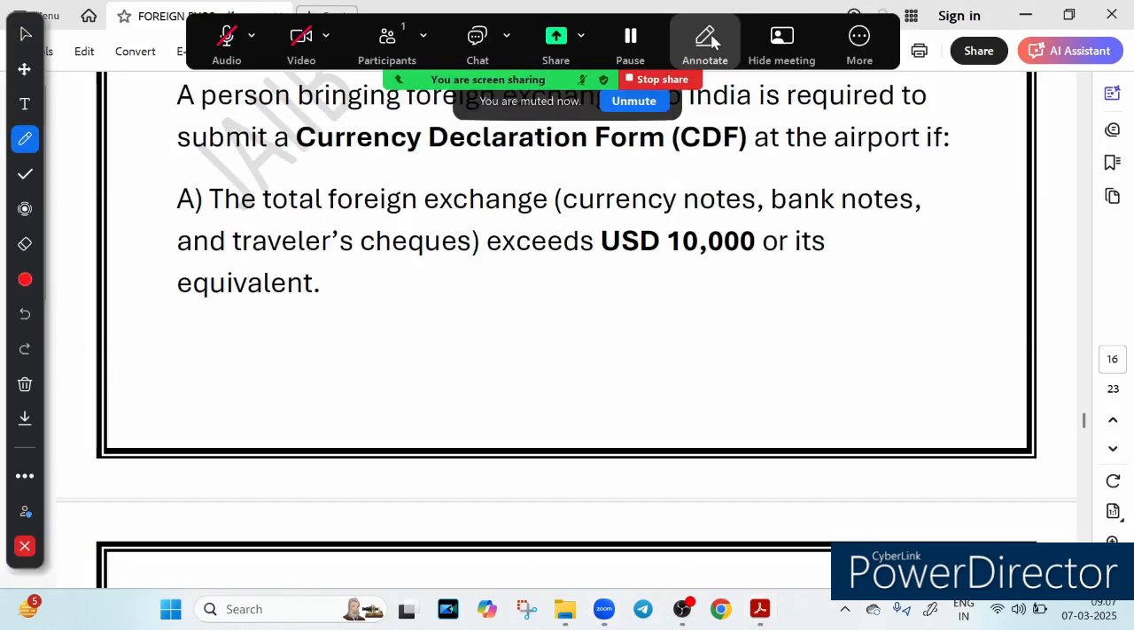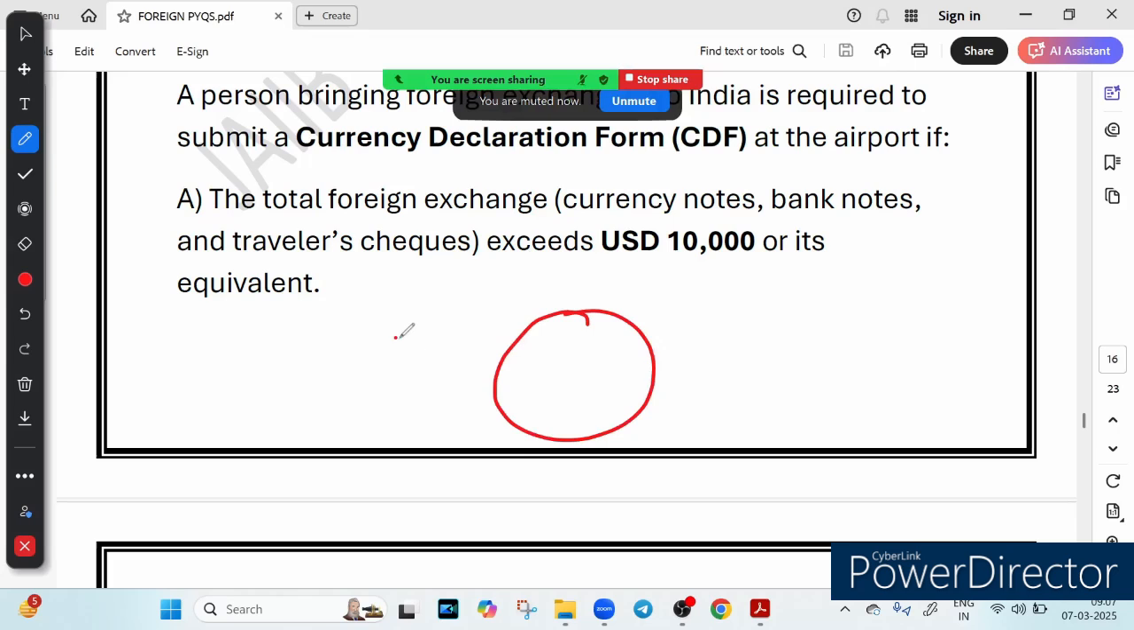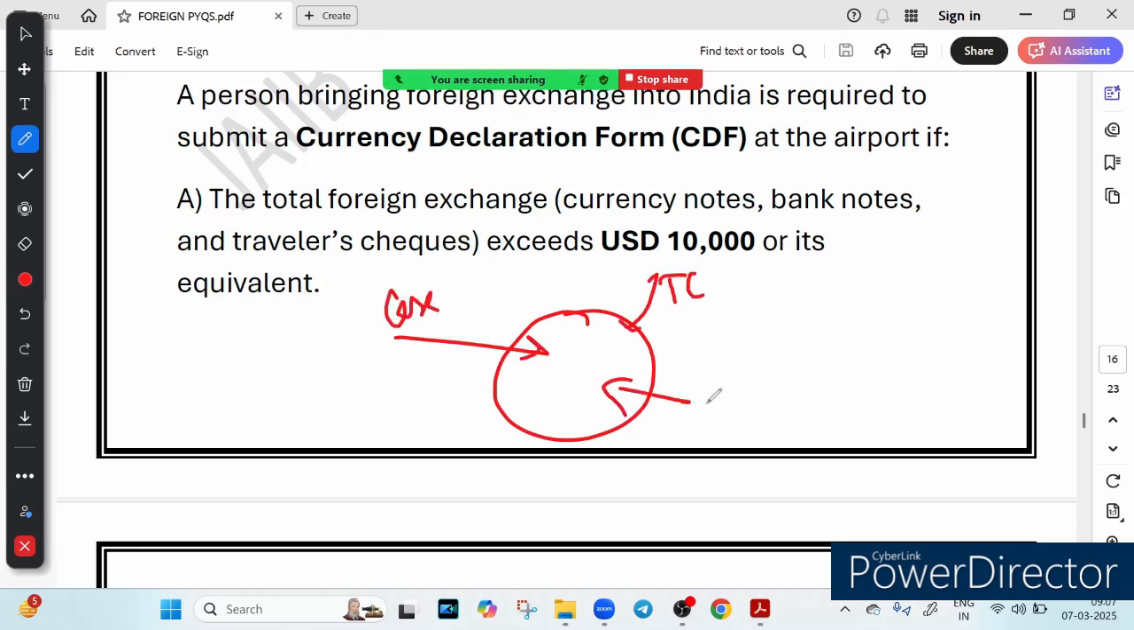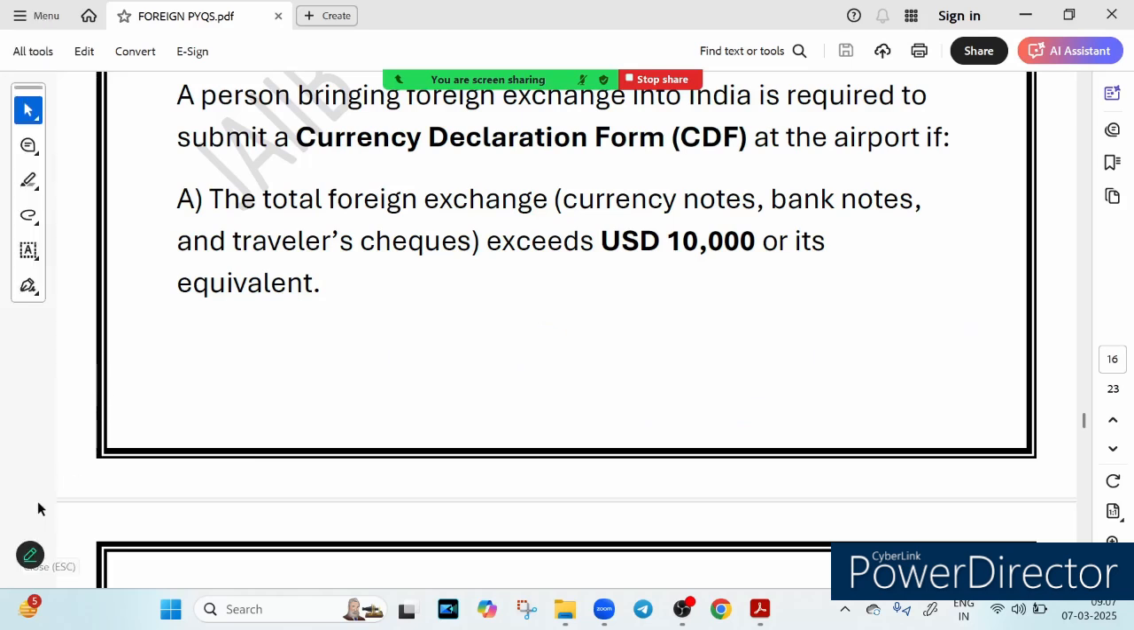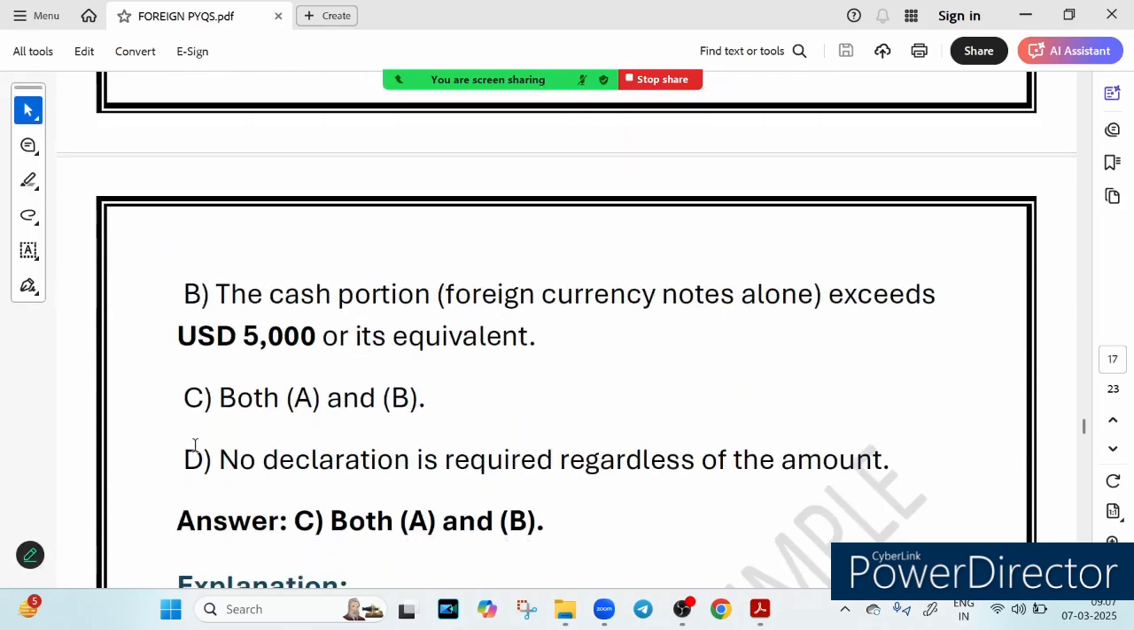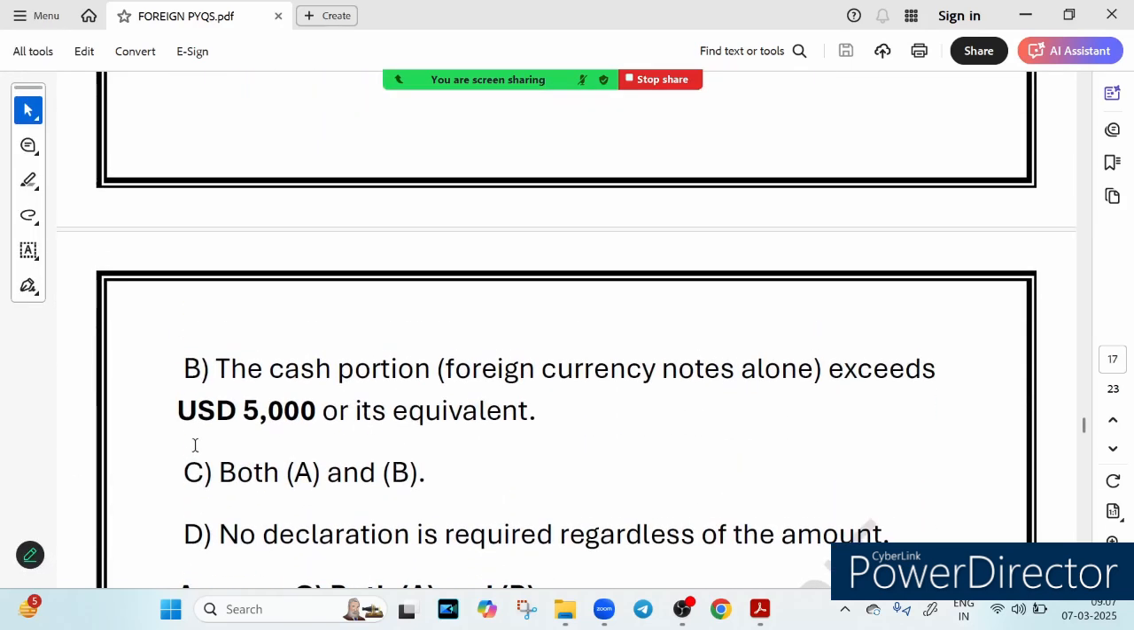Option A is partially correct, because suppose you are bringing money into India, whether in the form of cash, traveler's checks, or bank draft, if it exceeds USD 10,000 or its equivalent, you must declare it in the currency declaration form. So this option is partially correct, right? Now let's see option B. It says that the US cash portion exceeds 5,000. Yes, this option is also partially correct.